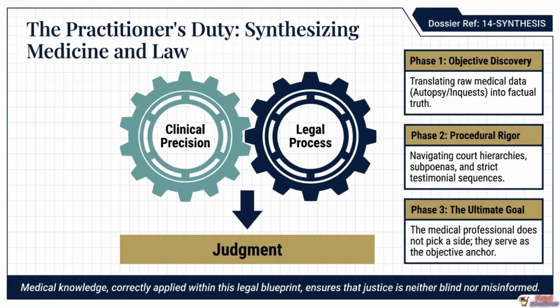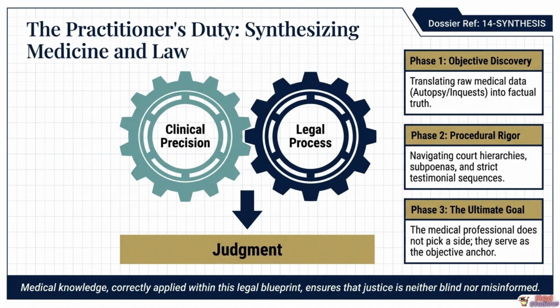As we conclude the first section of this series, it is important to step back and synthesize the overarching role of the medical professional within the legal system. The doctor's function in forensic and medico-legal contexts can be understood in 3 sequential phases. Phase 1 is objective discovery, the translation of raw medical data into factual truth. This includes the autopsy report, wound assessment, toxicological findings, and inquest documentation. It is the moment where medicine speaks to the law in the language of evidence.